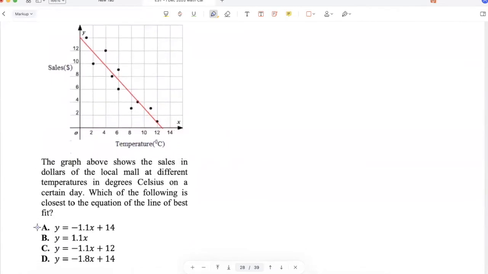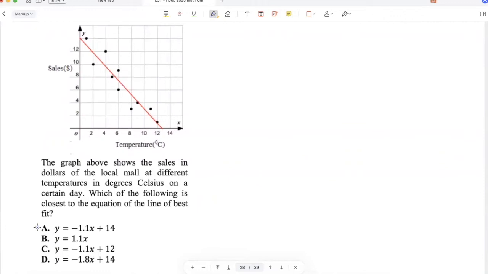The graph above shows the sales in dollars of the local mall at different temperatures in degrees Celsius. Which of the following is closest to the equation of the line of best fit? Okay, so the y-intercept is 14. So we can cancel B and C. And we need to find the slope. So 0, comma 14. And let's see, do we have a grid point? I think we can use 2, comma 12, right?